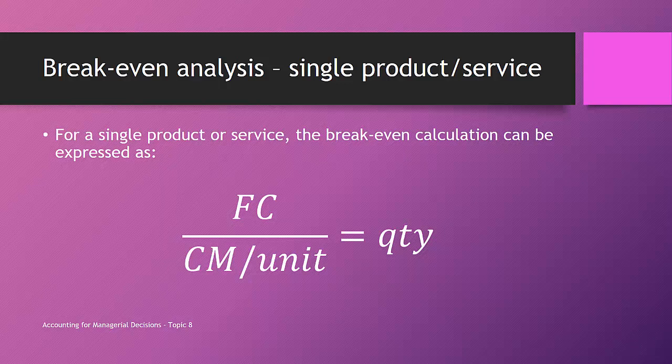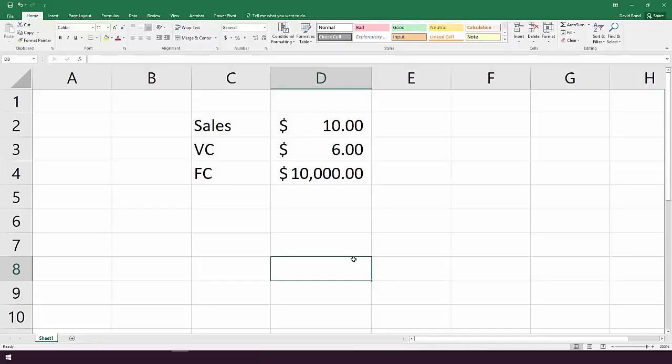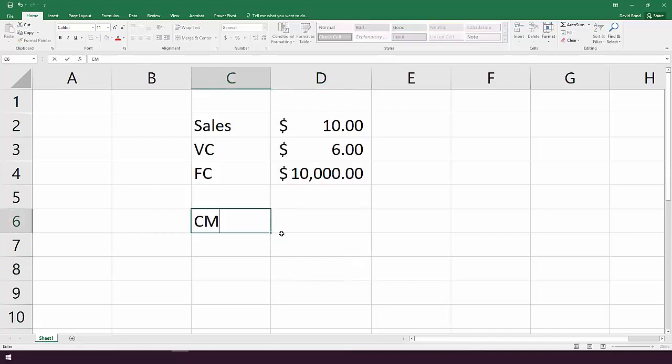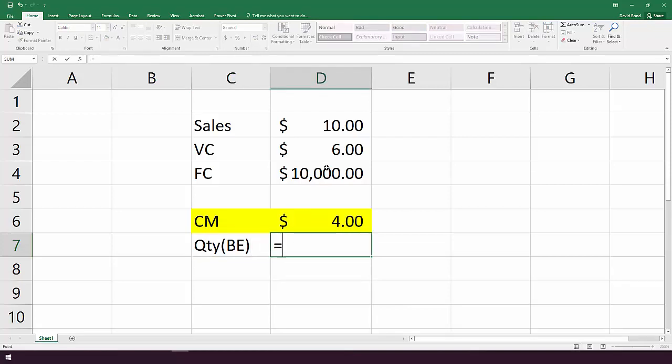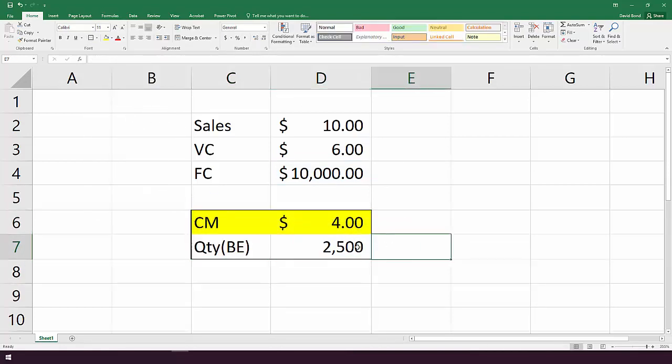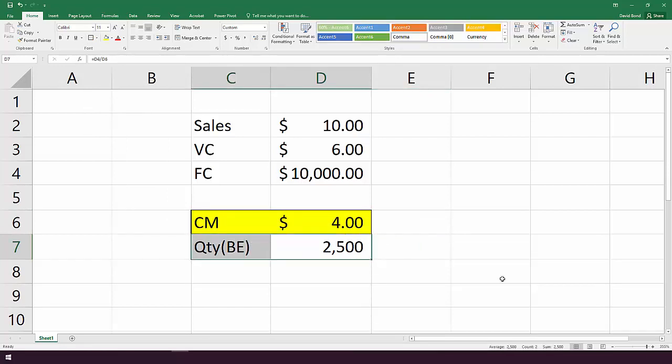For a single product or service, the break-even calculation can be expressed as the fixed cost divided by contribution margin per unit, and that's it. So if we use an example to illustrate this, we have a sales price per unit of $10, we have variable cost per unit of $6, and we have fixed costs of $10,000. The contribution margin is your sales price less your variable cost. And so what this is, is that $4 of each sale goes to paying off your fixed cost. To get the break-even quantity, it is your fixed costs divided by your contribution margin per unit. And what we're left with is 2,500 units. So 2,500 units are required in this example to break even.